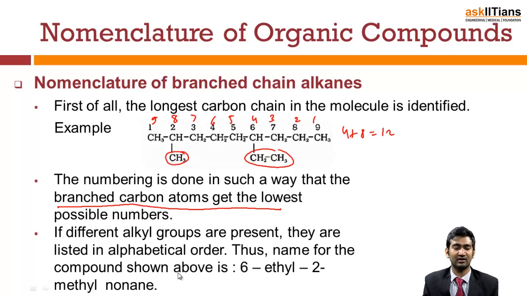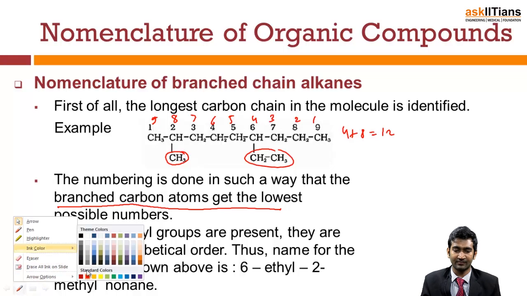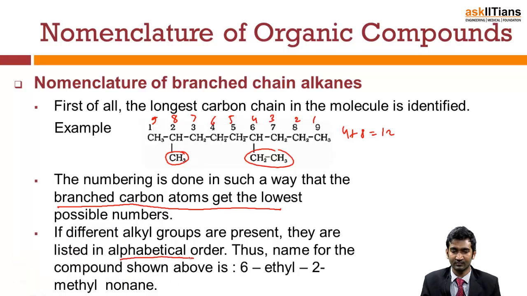So that's why the IUPAC name will be 6-ethyl 2-methyl nonane. And all these groups, ethyl, methyl, in IUPAC naming you have to write them in alphabetical order. That's what is written here. So that's why ethyl comes first and then methyl. Ethyl is at the 6th position, so it will be 6-ethyl 2-methyl nonane.